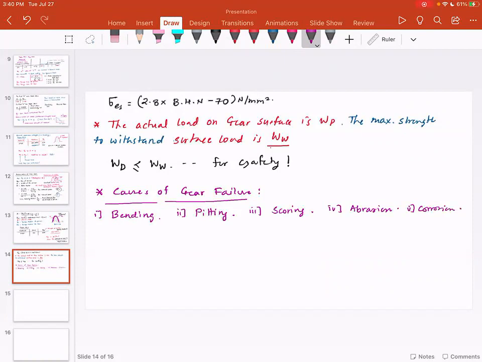So the gear is made up of steel or some sort of material that is not corrosion resistant or it's not coated. So there is a chemical transformation that corrodes the gear and weakens it, and then the gear fails. So these are multiple ways with which a gear can potentially fail. And we want to make sure that when we design the gear, it does not fail because of these causes.